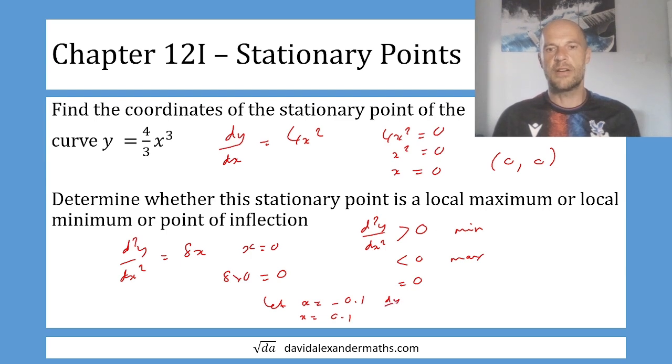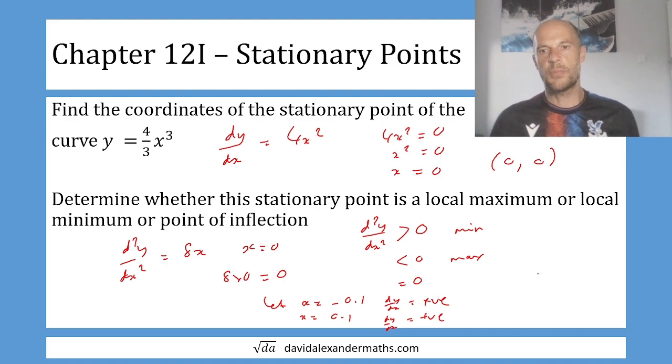So what is the value of dy by dx when x is negative 0.1? Here we're using the first derivative because that's the gradient function, not the second derivative. So negative 0.1, squared, times 4 equals 1 over 25, so it is positive. And when it's 0.1, 0.1 squared times 4 is also positive.